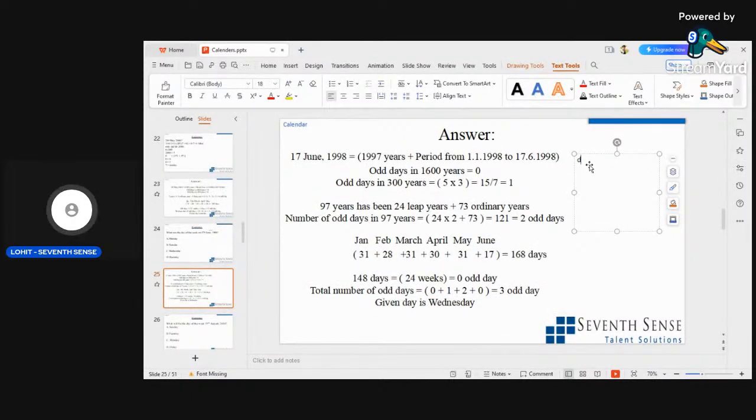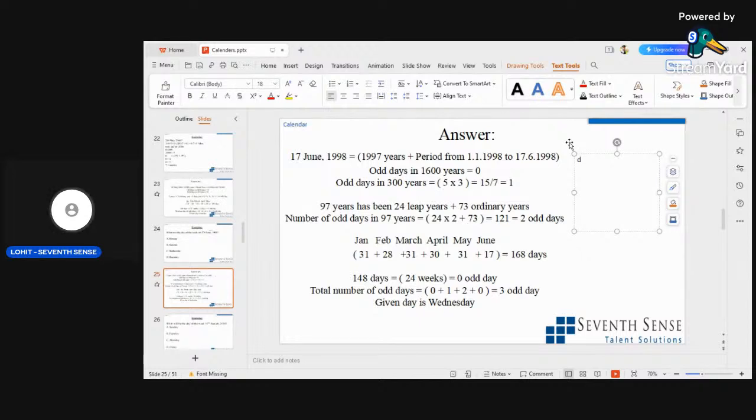Okay, so the first date is 17 June 1998. What we are going to do is divide this into parts, right? One is the previous year, 1997. The next is from 1/1/1998 to 17/6/1998. I explained the same thing in the previous concept, right? We are going to divide this into two parts, the previous year and this year. So the previous year I have divided is 1997.